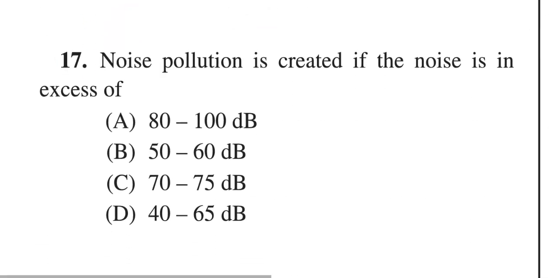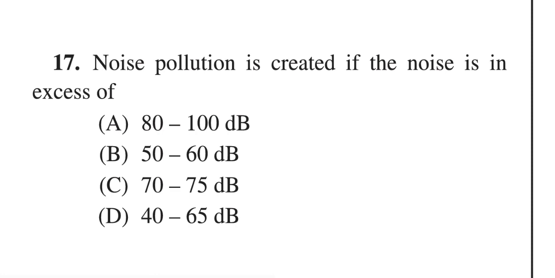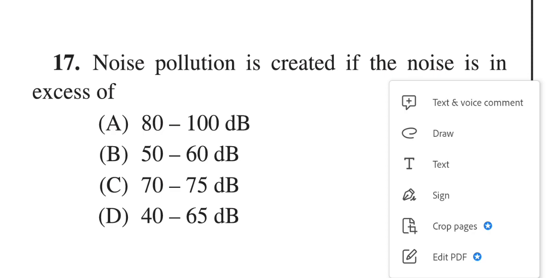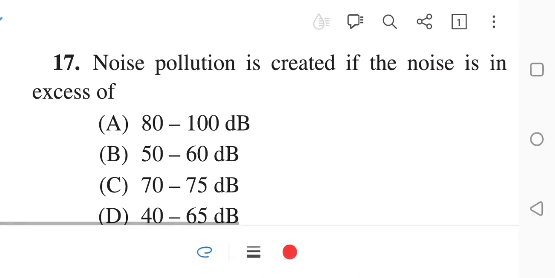Number 17, it says noise pollution is created if the noise is in excess of what? A, 80 to 100 dB. If I'm not wrong, dB means decibel. B, 50 to 60 decibel, C, 70 to 75 decibel, D, 40 to 65 decibel. This is also related to environment and ecology. Correct answer of this question will be number A, that is 80 to 100 dB or decibel. This will be called as noise pollution. Okay.